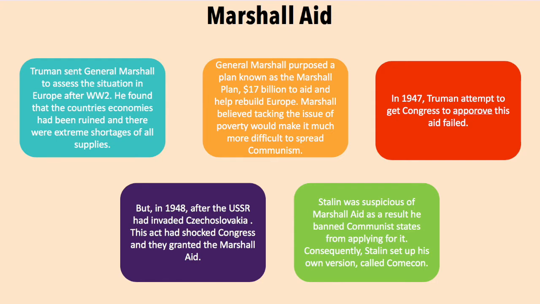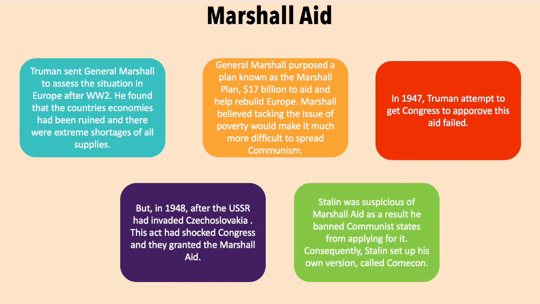In 1947, Truman attempted to get Congress to approve his aid. However, he failed. But in 1948, after the USSR had invaded Czechoslovakia, this act shocked Congress and they granted the Marshall Aid. Stalin was suspicious of the Marshall Aid. As a result, he banned communist states from applying to it. Consequently, Stalin set up his own version called Comecon.